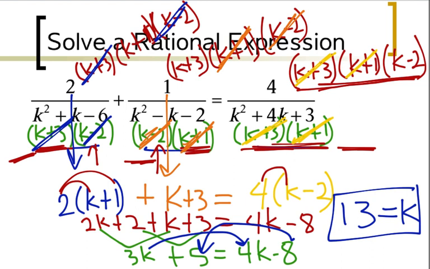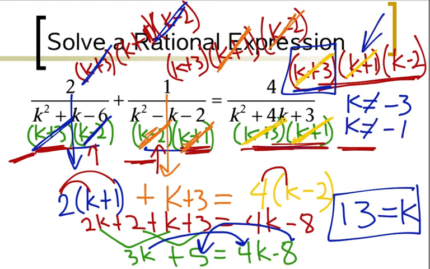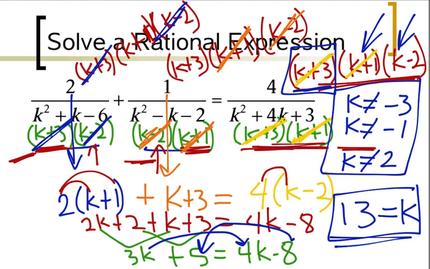Well, if I set the denominators each equal to 0, I'd have the k plus 3. If I set that equal to 0, it would say that k couldn't equal negative 3. If I set the k plus 1 equals 0, I would find that k can't equal negative 1. And finally, if I set the k plus 2 equals 0, I would get that k couldn't equal positive 2. So that means my 13 stands as my actual final answer, and there is a solution to this particular problem. Okay?